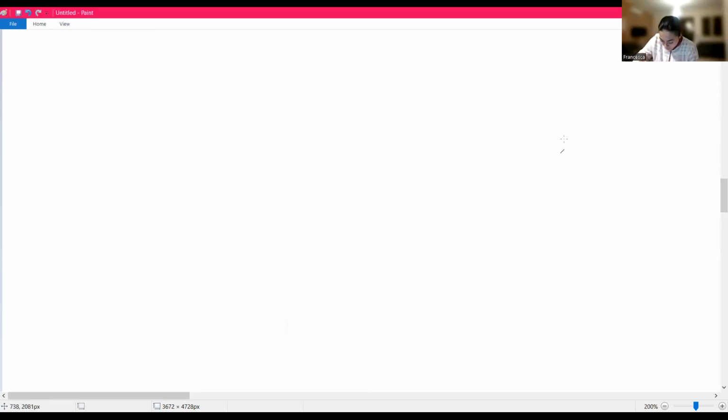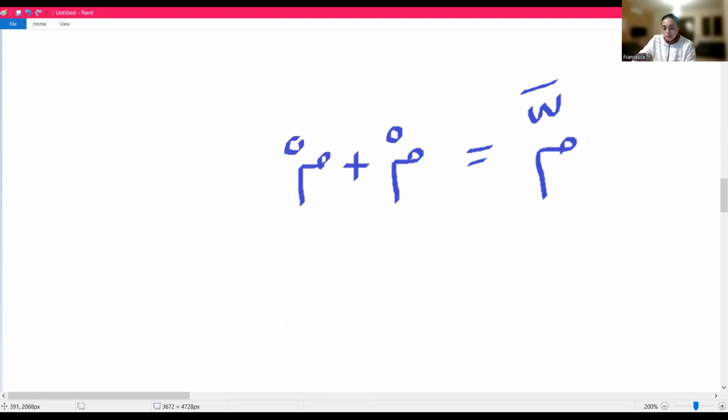If we have, for example, Mim, Shadda, Fatha, this Mim is not one Mim, it's a double Mim together. It's equal to Mim Sukun plus Mim Fatha, which is this Fatha. We have Mim Shadda Dhamma, we put Dhamma here.